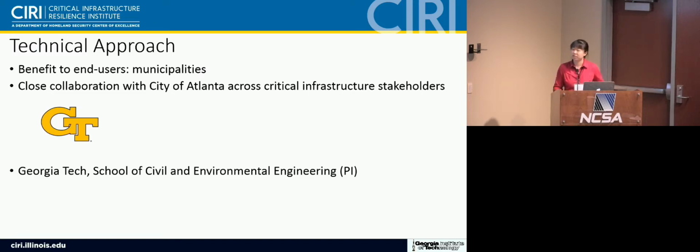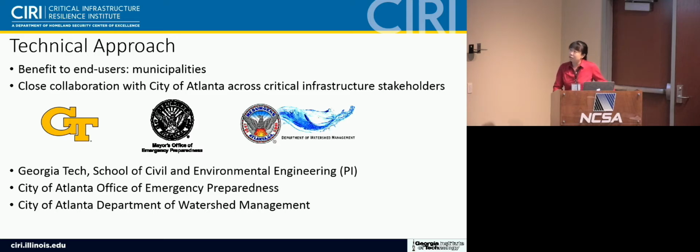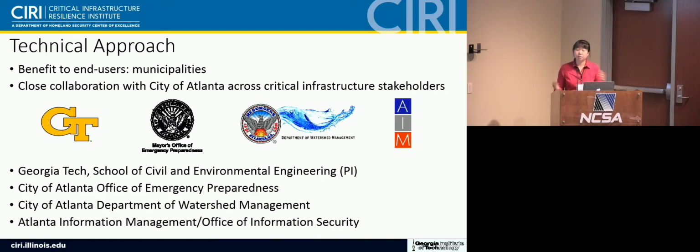So starting with Georgia Tech and me in the School of Civil and Environmental Engineering, working very closely with the City of Atlanta Office of Emergency Preparedness and the Director of Emergency Preparedness there. And then the Department of Watershed Management. So this is looking at critical water services for emergency services. And then the information and information security element of it is through Atlanta Information Management, which they abbreviate as AIM, and also the Office of Information Security. And so this is the team that we're working with for the project.